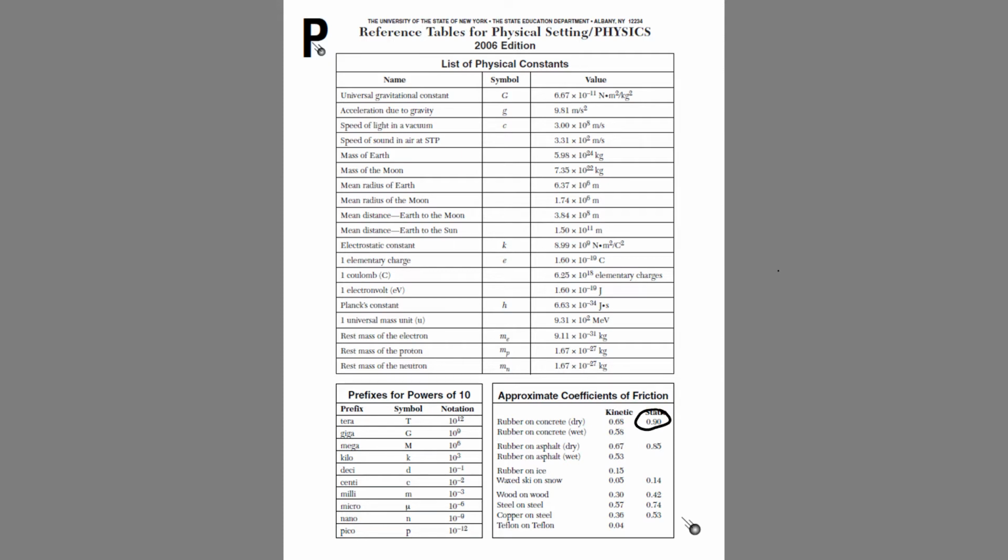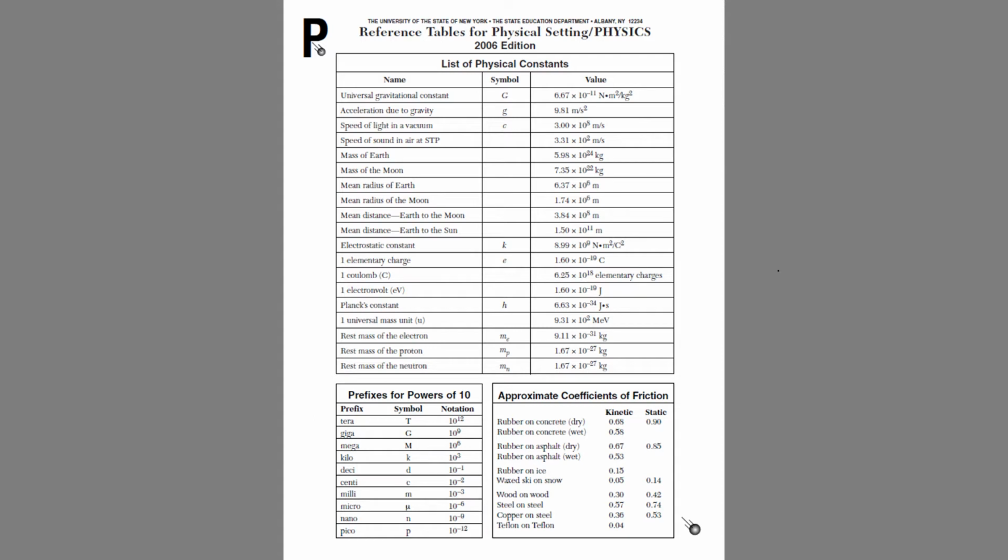So the whole thing with static is that it's stationary. So just don't forget that there's a second column here. What else we got? We got rubber on ice, so that might be, what do you think? A hockey puck, maybe? Wax ski on snow. And then these are the typical ones: wood on wood, steel on steel, copper on steel, Teflon on Teflon.